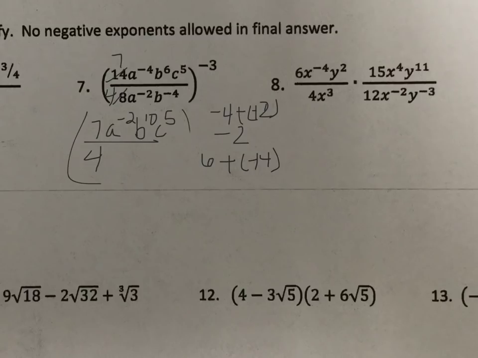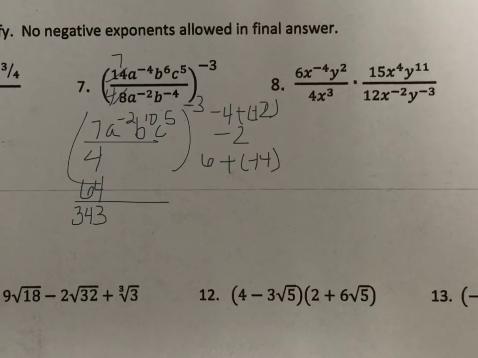And this is all being raised to the negative 3 power. Now the negative 3 power is going to take 7 to the negative 3rd and put it in the denominator. 7 cubed is 343. It moved from the top to the bottom because it's a negative 3. And 4 to the negative 3rd power moves it from the bottom to the top, which is a 64.